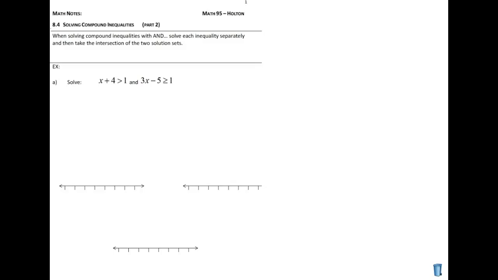This is our second video of section 8.4, solving compound inequalities. And now we're going to actually work with inequalities that involve "and", and we're going to solve them first. So first I want you to pretend that you just have one inequality here. Very similar to ones you've seen before.